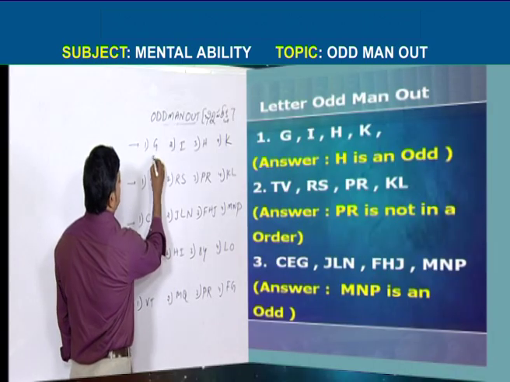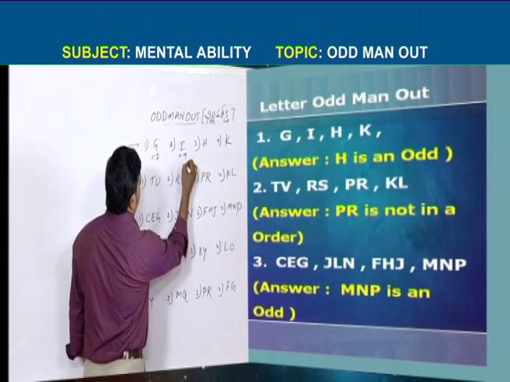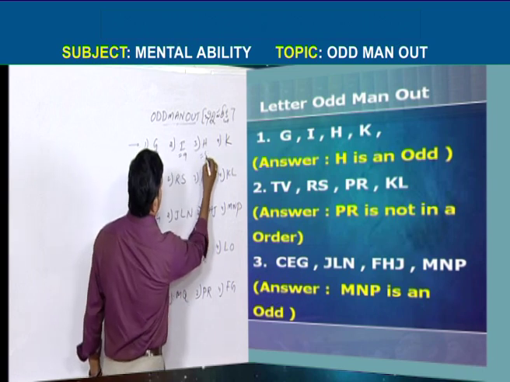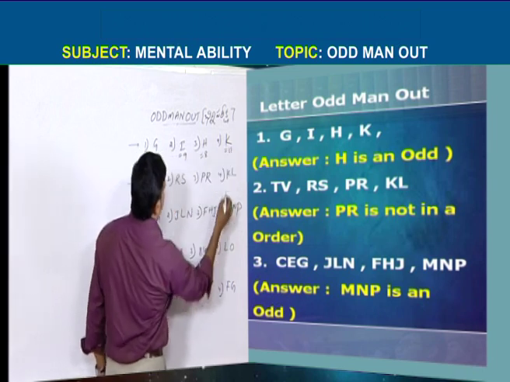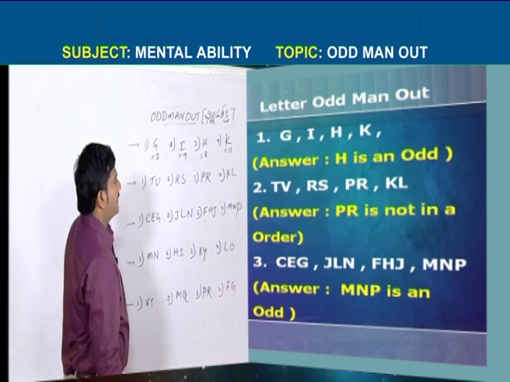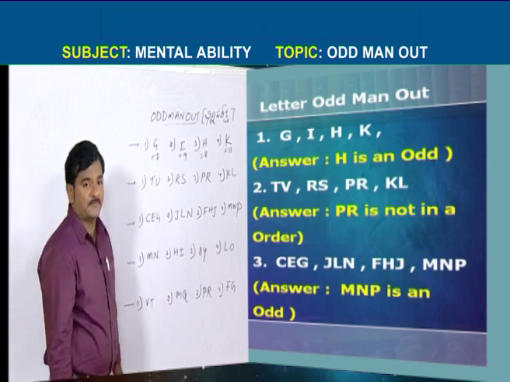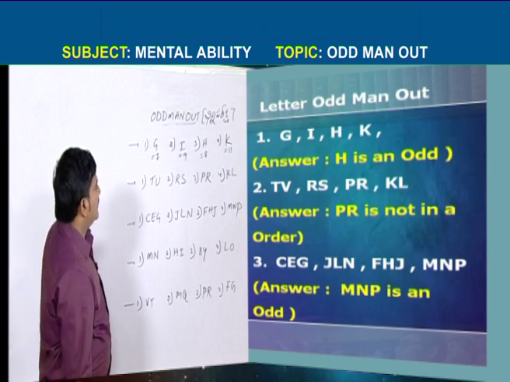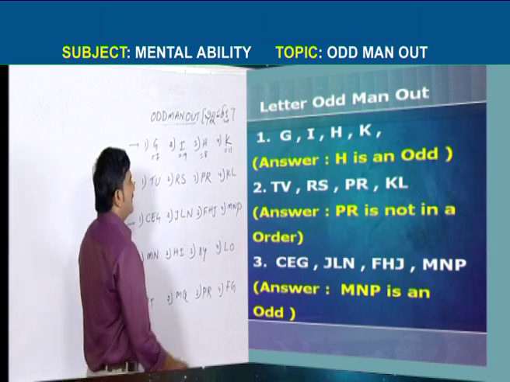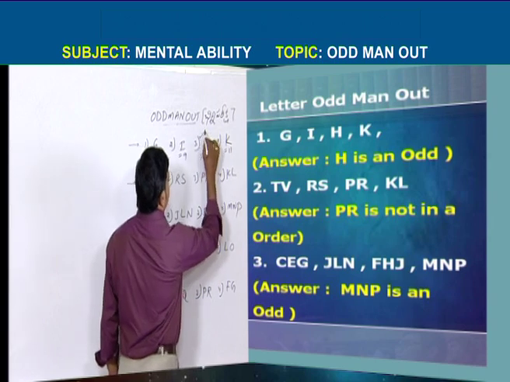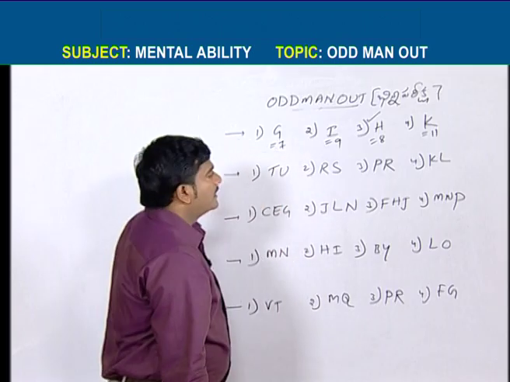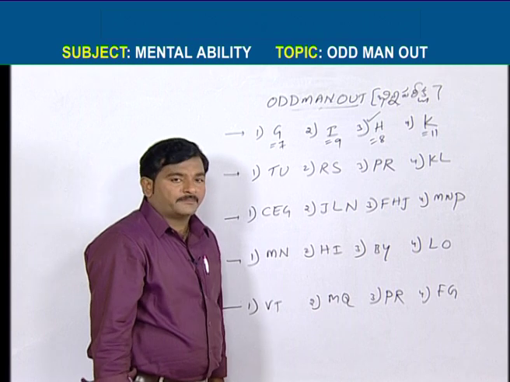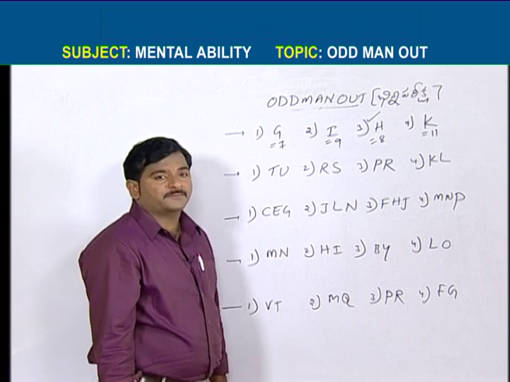Here G means how much? 7. I means how much? 9. H means how much? 8. K means how much here? 11. Okay, 7, 9, 11. Simply the concept involved in this is 7, 9, 8, 11. So here the answer is the third option. Why the third option? The remaining 3 are odd numbers, whereas the third option is an even number.